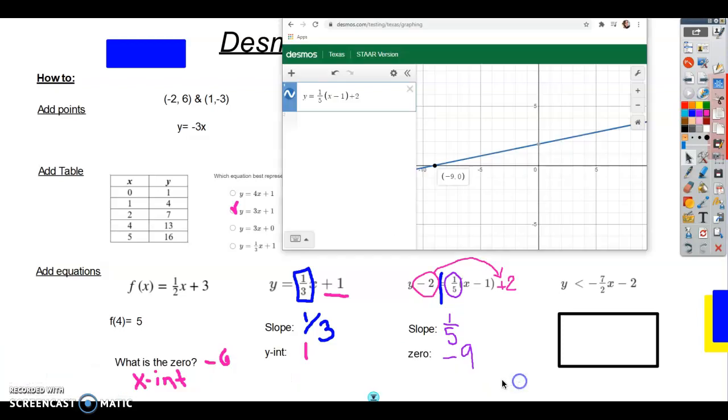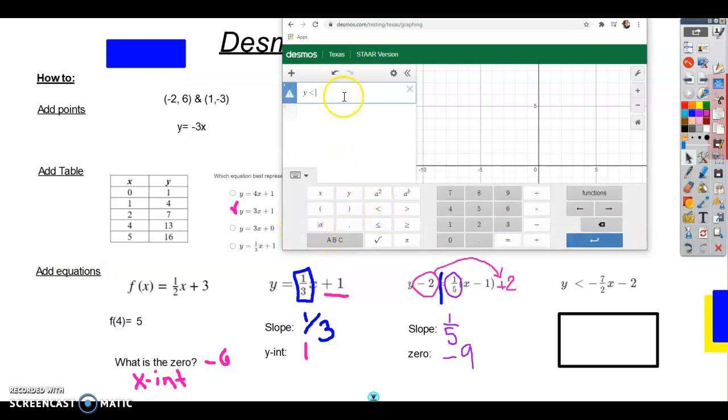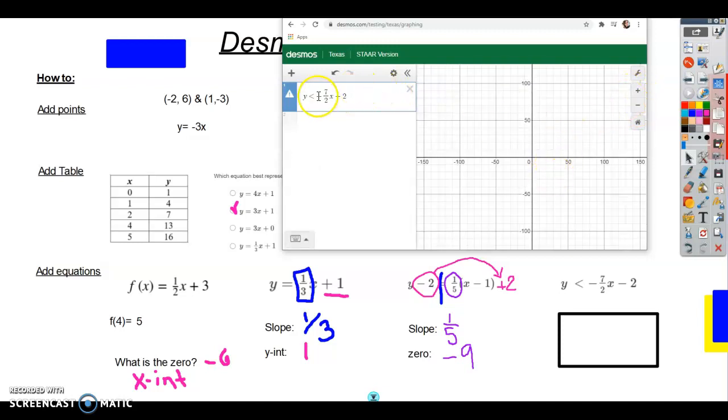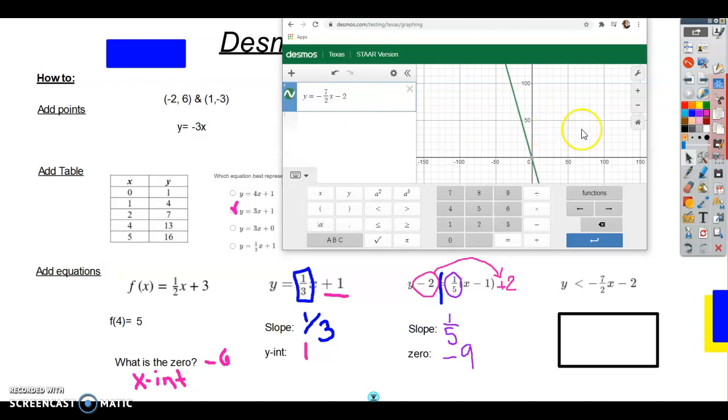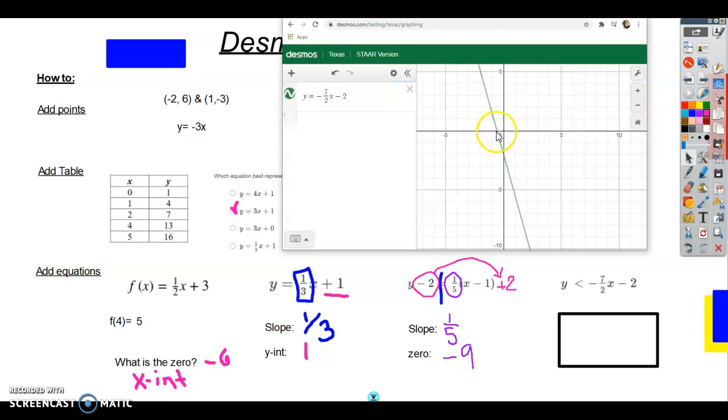Let me see. Let's see if it does it. Y less than -7 divided by 2, x, hold on, x minus 2. Oh no, it won't graph it either. So what I can do is I can make it equal. And so it at least graphs your equation, so you know what it looks like. But then you have to know that that symbol means it's a dashed line. And because it's less than, we're shading below, down at the bottom.